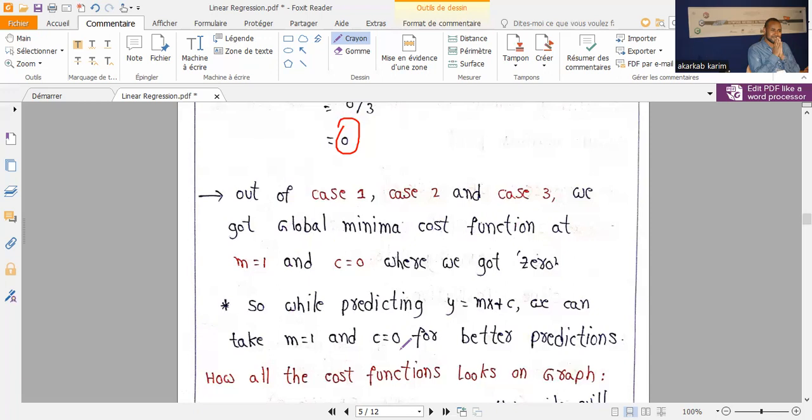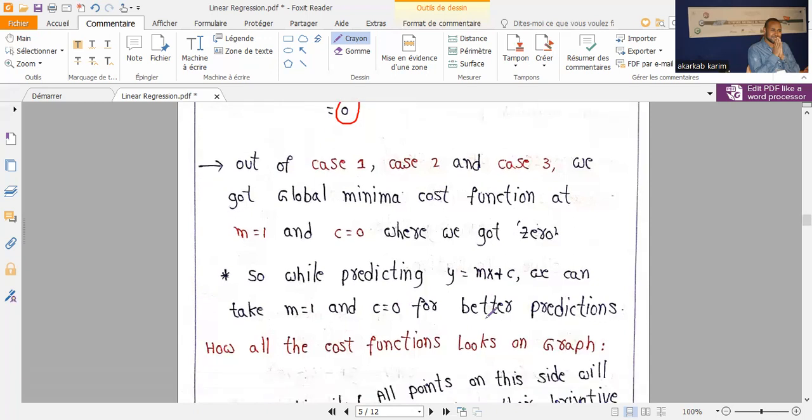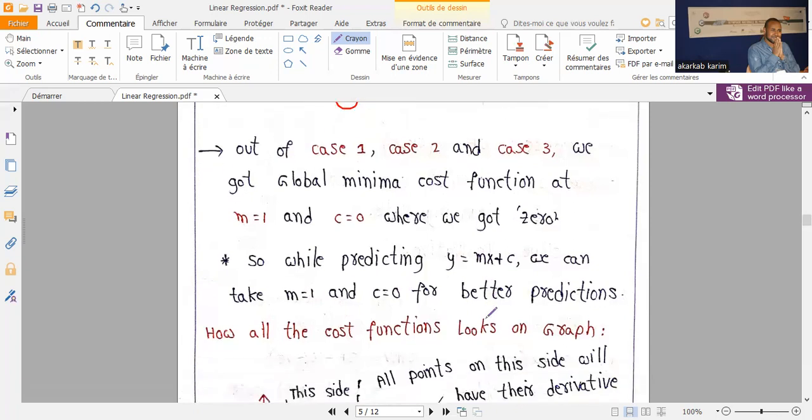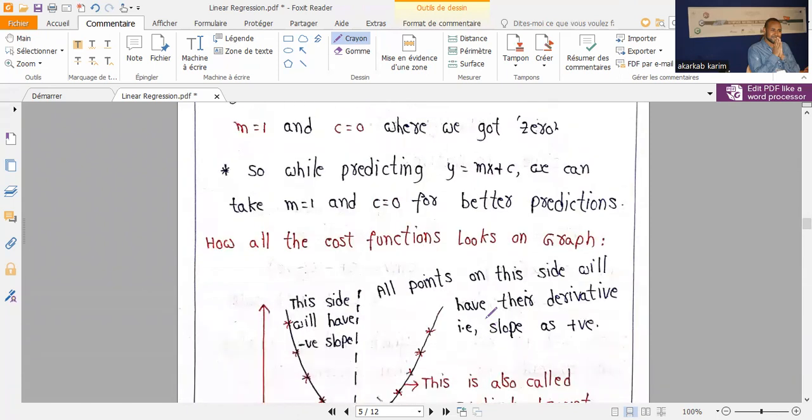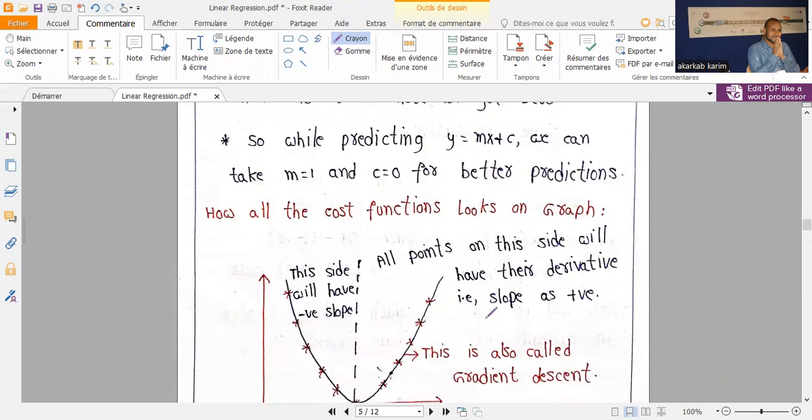That means in the future predictions, when the new samples come in for our model, we need to work with this value. We need to give for our equation c equal to 0 and m equal to 1, and we replace the x with the new value to find y as a predicted value. So with these cost functions, we need something to help us understand how all these things work.